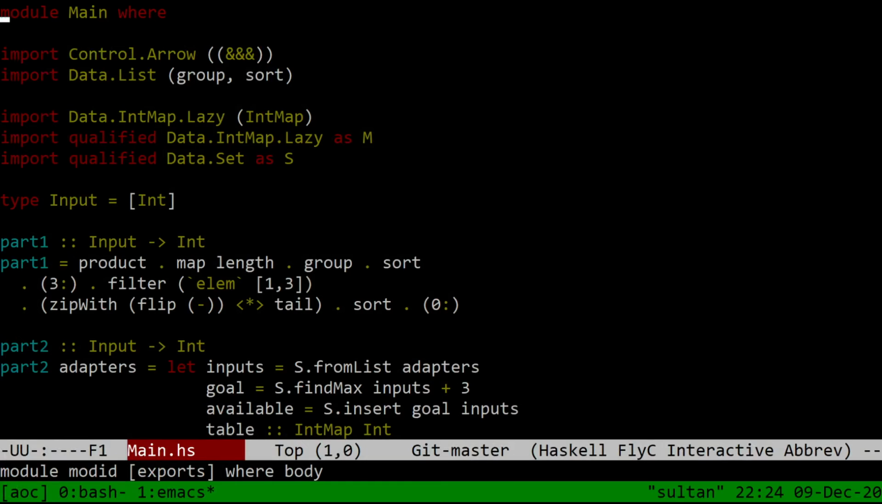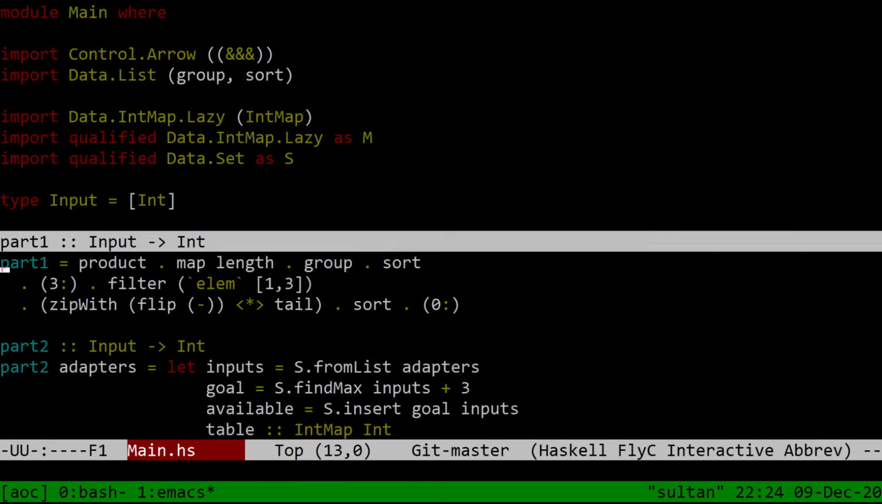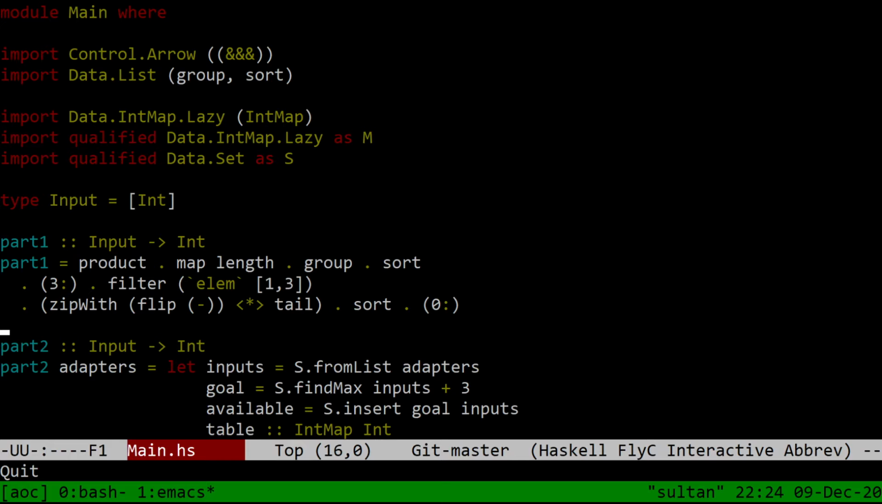So here's where we look at the implementation. All these imports are just for part 2. Actually, data list we needed for part 1. I actually wrote part 1 all by itself here because this seemed like a pretty simple problem. I did get something wrong once, I think. I forgot the 0. Yeah, that's what it was.